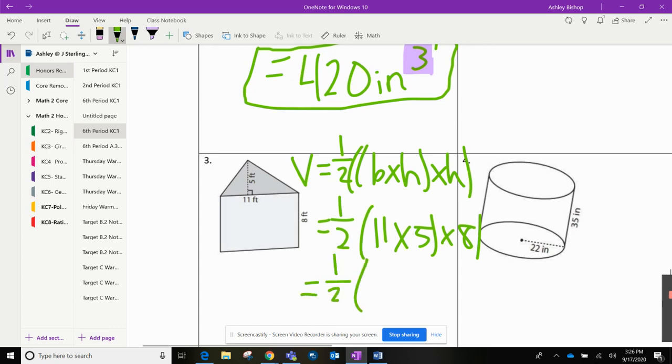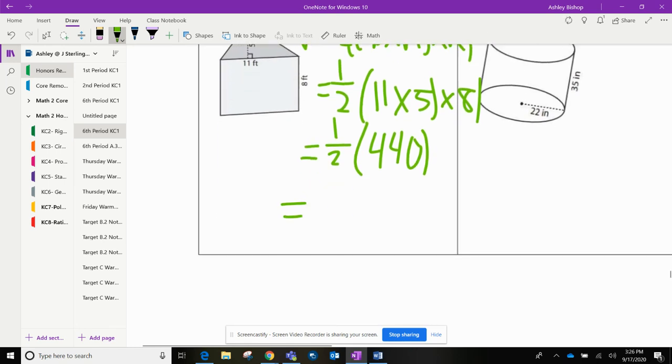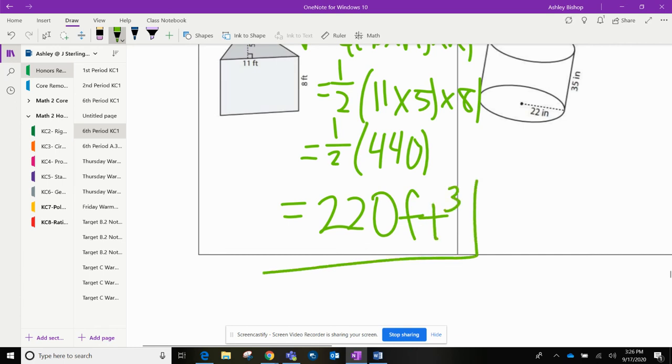So I get 1/2 of 440. Then I'm going to multiply it by 1/2, or I can divide it by 2, and I can get 220 feet cubed. So use your cheat sheet. I'm going to make one more video for this.